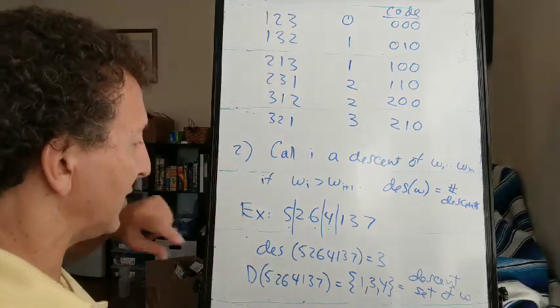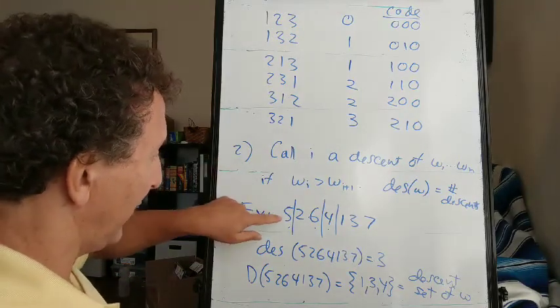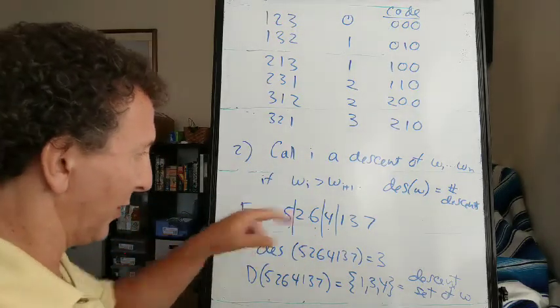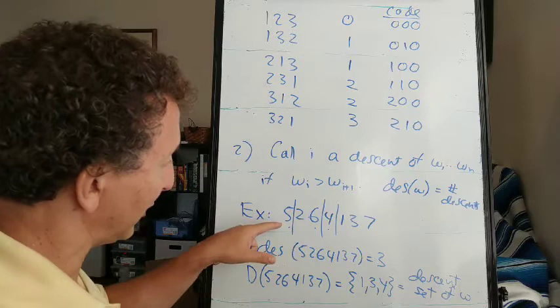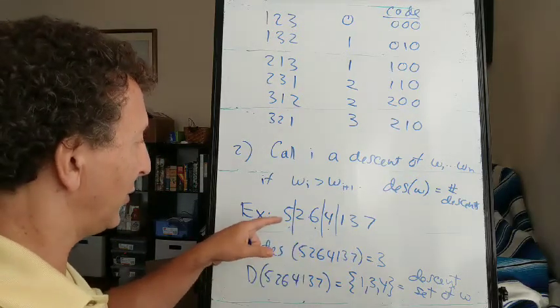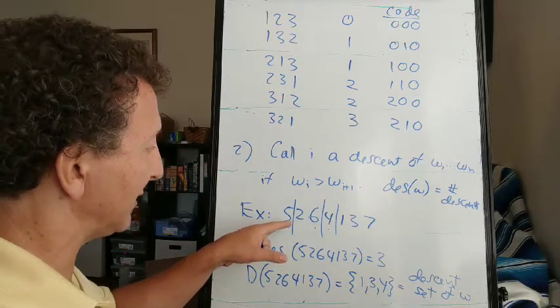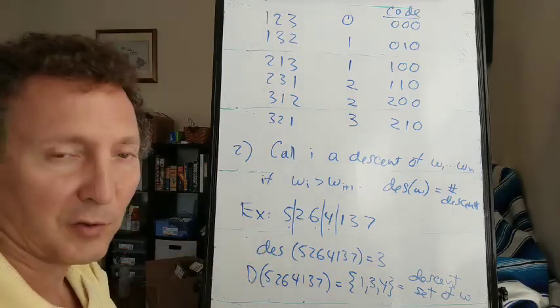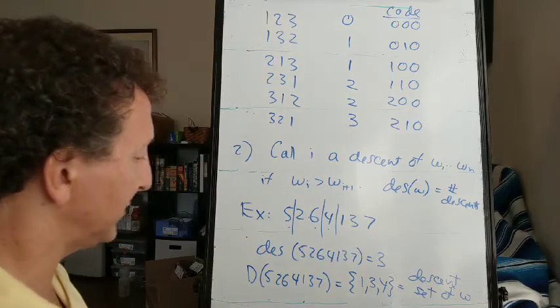Now descents and inversions are different, because 5, 4 counts as an inversion because 5 is greater than 4 and comes earlier, but it's not a descent because we only count inversions that are adjacent: a greater letter followed immediately by a smaller letter. So the number of descents is always going to be less than or equal to the number of inversions in a permutation.